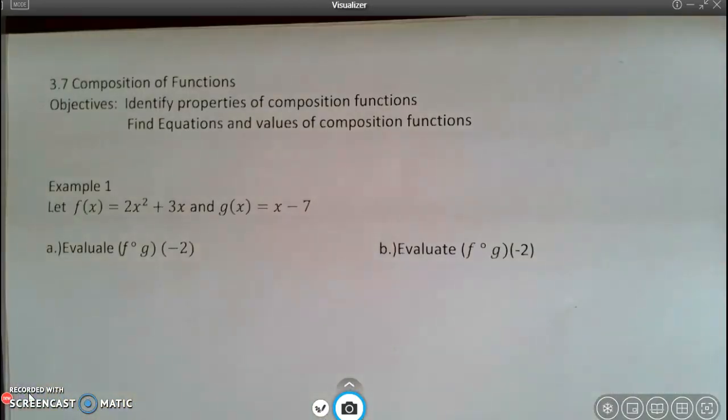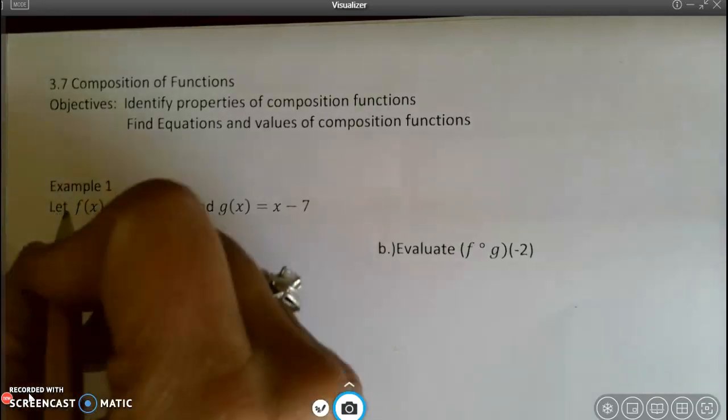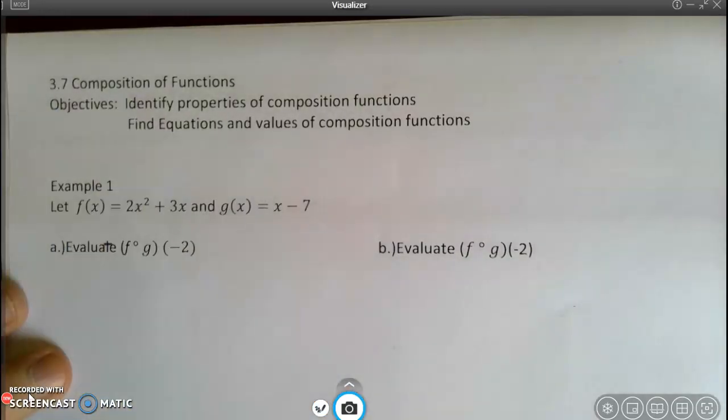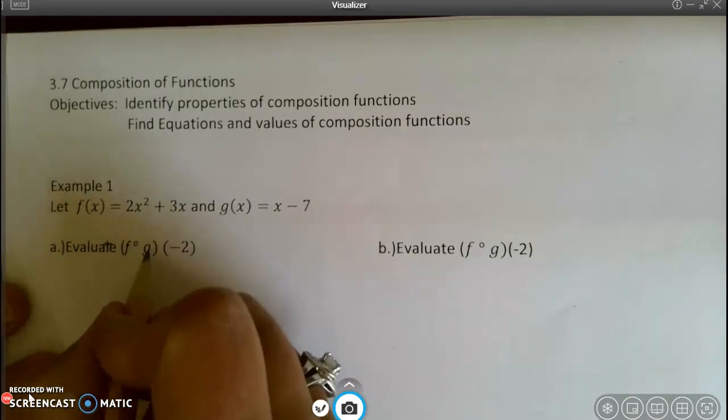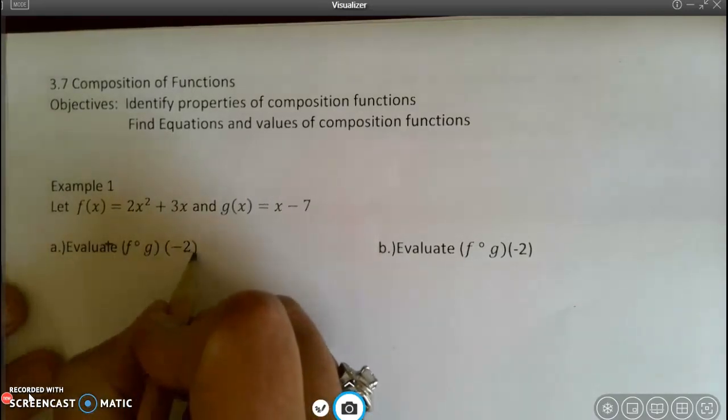All right, so today we're going to be looking at composition of functions, where we're putting one function into another function. And so, oh, that's supposed to say evaluate. Sorry, that's a T there. Just notice that. So for this first example, they tell me what f of x is and what g of x is. And then it says f composed of g. That's what that little circle means. It means f composed with g at -2.